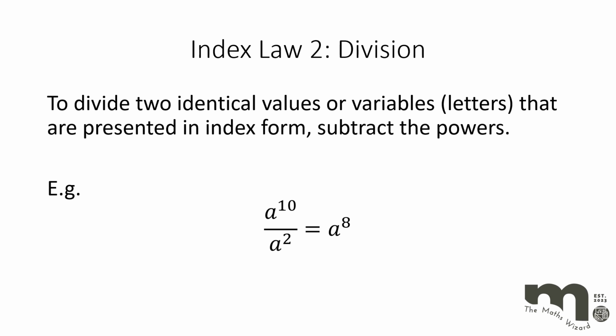So our next index law is division. So if you've got 2 identical values, as I said before, that could be numbers, the same number, or variables. In the example I'm giving you there, we've got the same letter, which is the letter A. All you need to do then is subtract the index numbers. So here we would do 10 take away 2. So the simplified version of a to the power 10 divided by a to the power 2 will be a to the power 8.